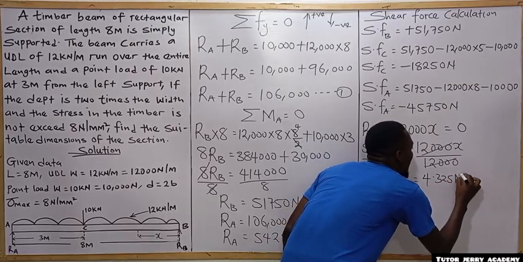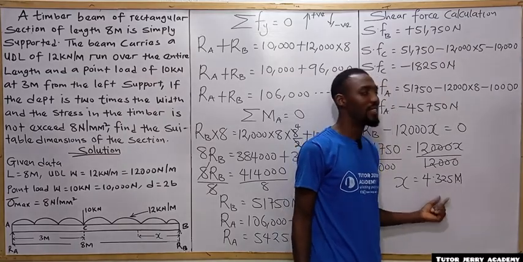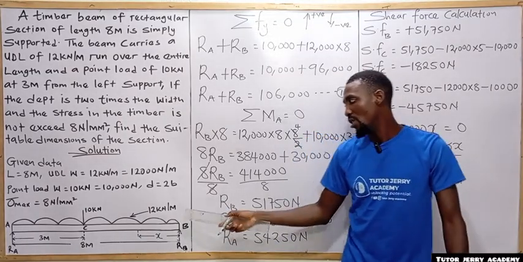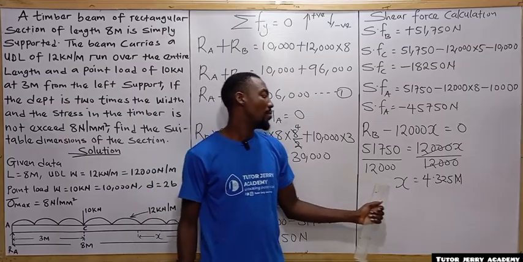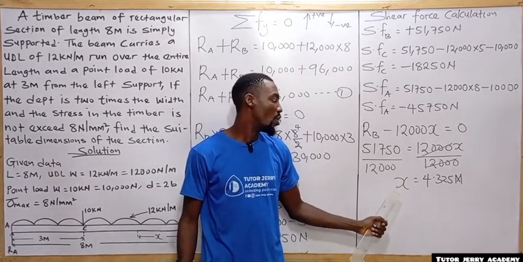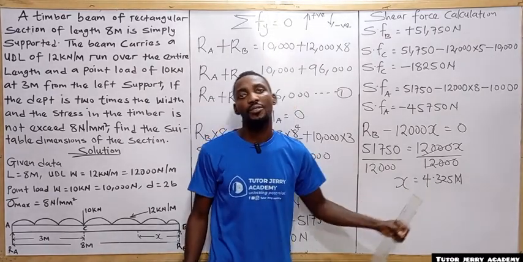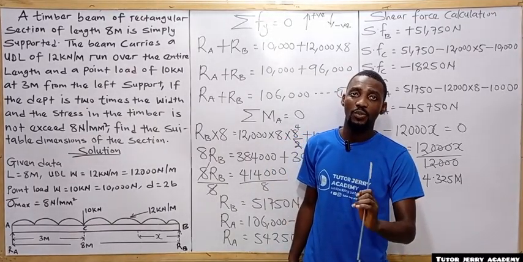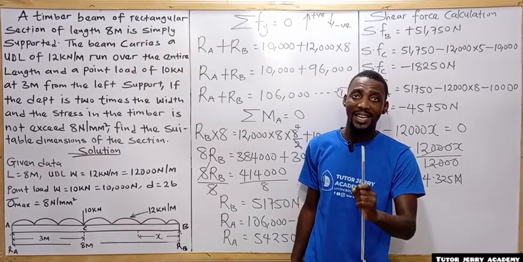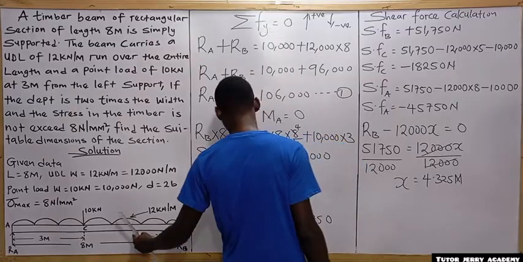4.325 meter. So it is at 4.325 meter. Our shear force here will be equal to what? 0. All right. Our maximum bending moment will occur at 4.325 because where our shear force is equal to 0, our bending moment will be maximum at that point.